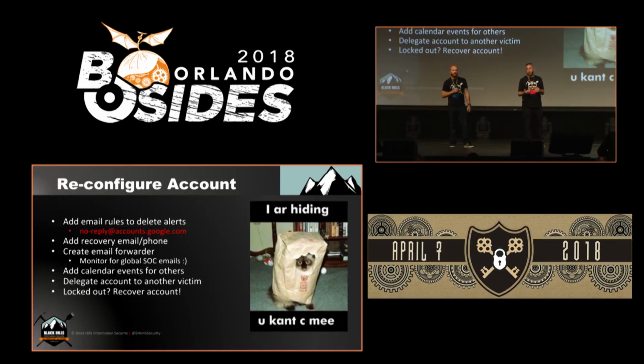This is really awesome because once you do this, you can see when the global SOC emails get sent to the employee, and so you can kind of get a heads up there. You can obviously add calendar events for others. So imagine using an internal account to add calendar events for other employees. That's super awesome. You could delegate accounts to another victim. So like, let's say you password spray 20 accounts, delegate all 19 to that one, and now you're there. And so you're good to go.